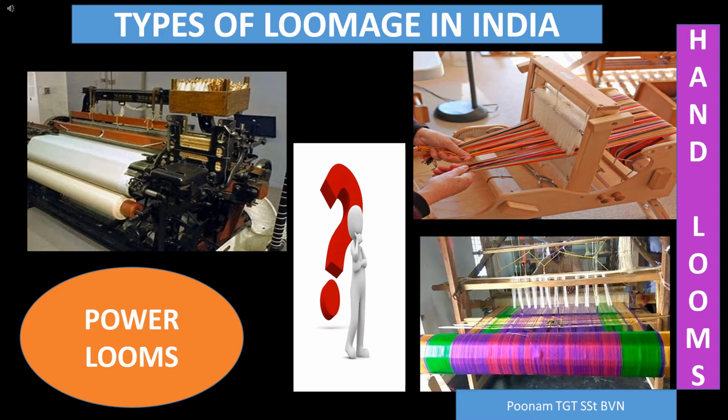In India, we have two types of loomage. The first one is the hand looms and the second one is the power looms. It is important for our country to keep the mill sector loomage lower than the power loom and hand loom. This is because of the following reasons.